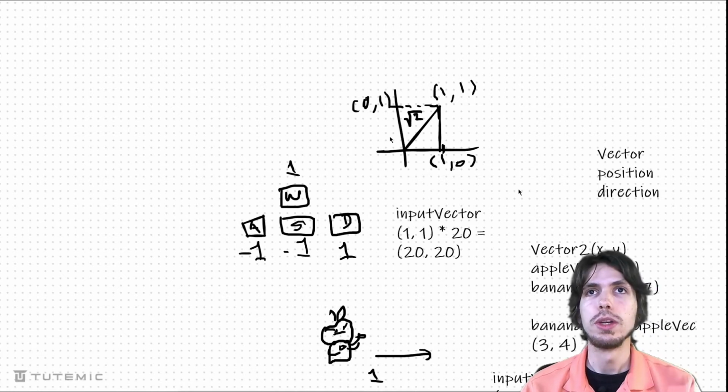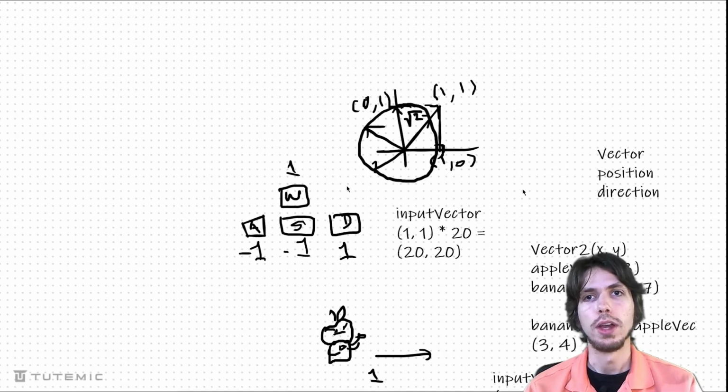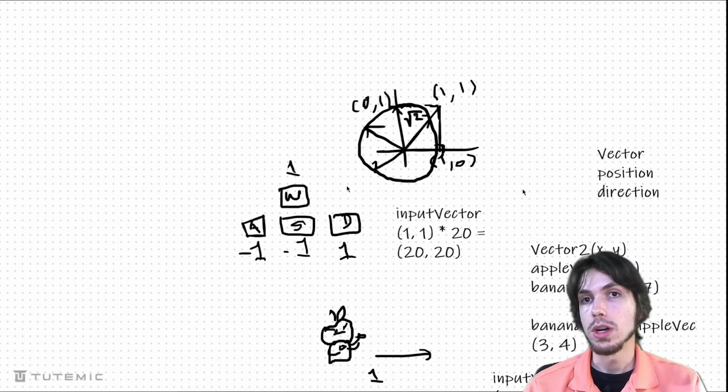So the solution to this problem would be to limit the vector to always be of length 1. So 1, 0, 0, 1, that's length 1, that's perfectly fine. But what we want is for this to be limited to length 1 also, and this to be limited to length 1 also, and this too. And if you draw them all around, you'll see that it creates a circle. That is exactly how that works.